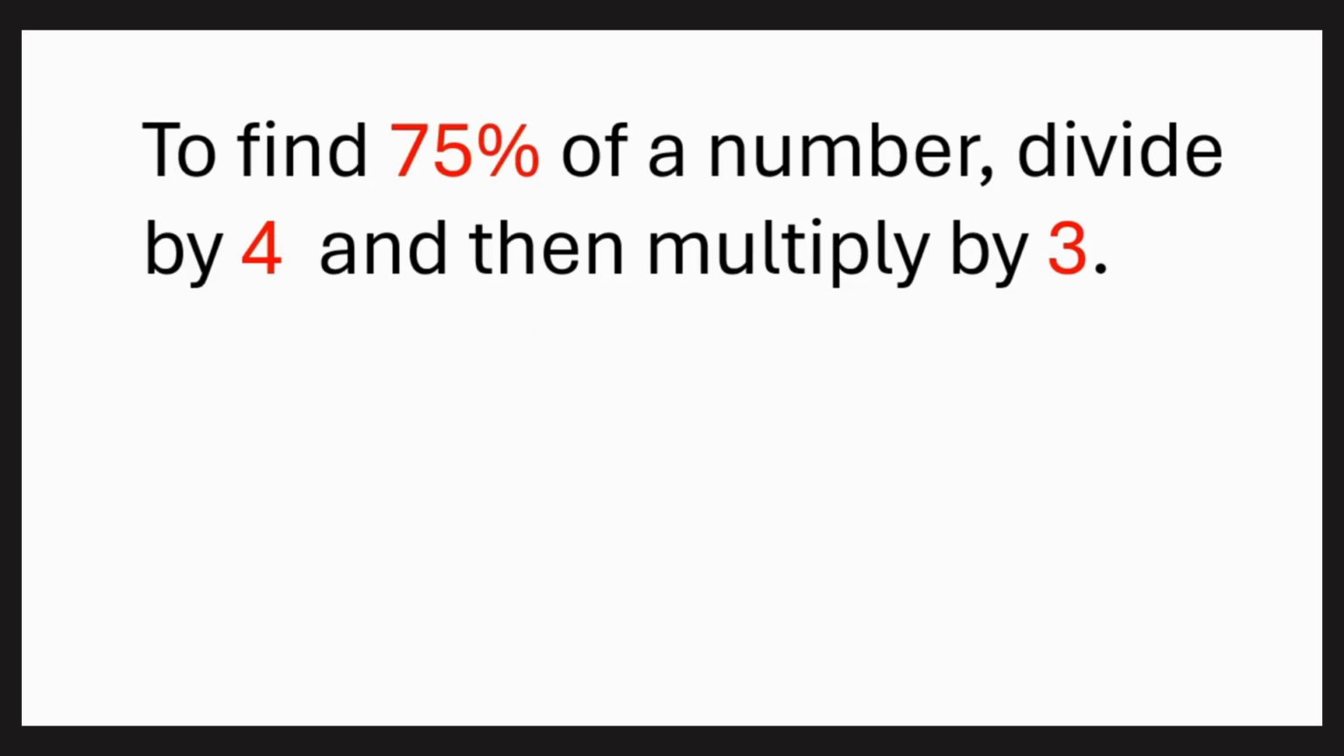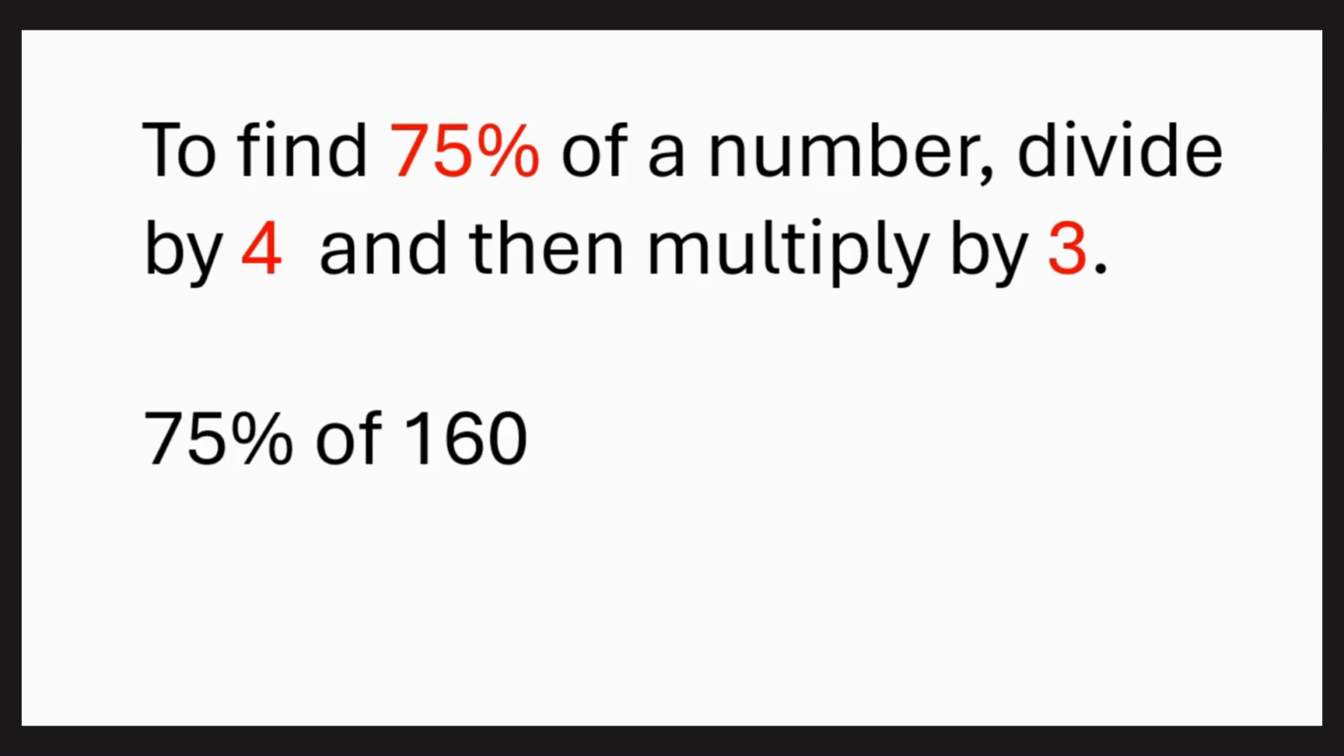Right? Let's look at this. To find 75% of a number, you divide by 4 and then multiply by 3. You know that 75 is like saying 25 times 3, right? And when you're finding 25% of a number, that is a quarter of that number. So you multiply by 3 so that you can get 75%.